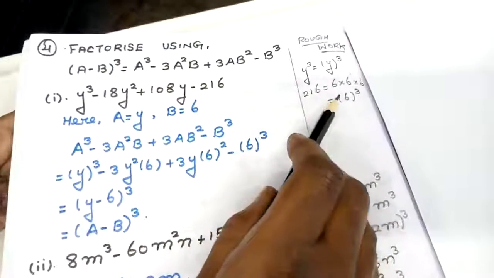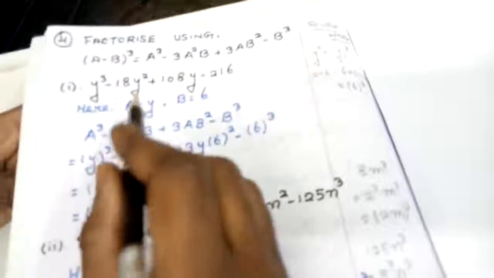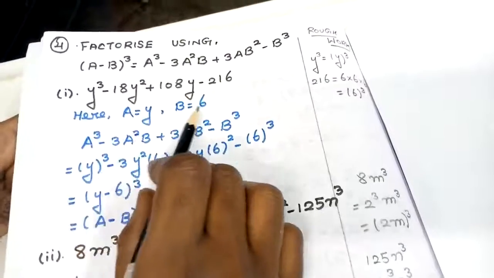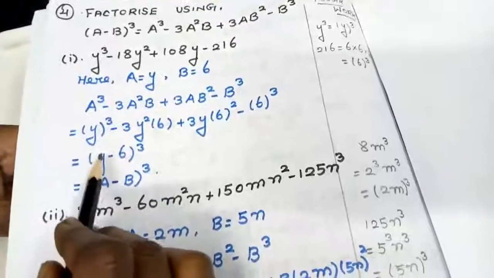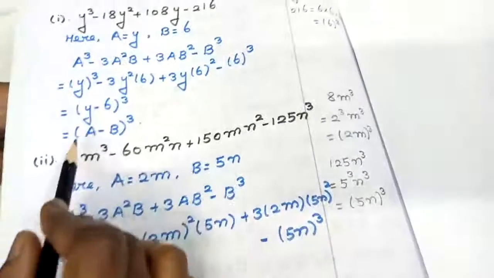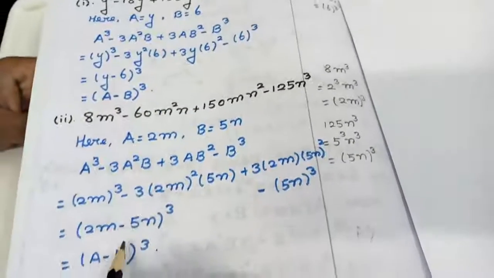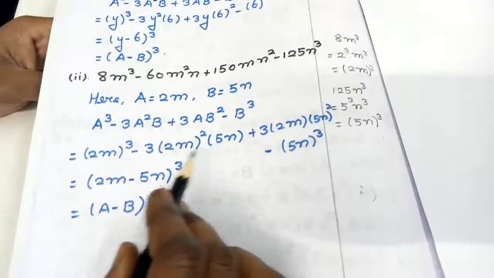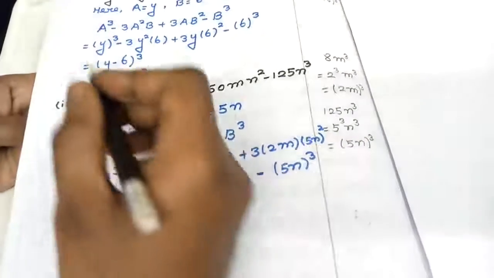So just I have done the rough work, students. From this I am just picking out the value a equal to y and b equal to 6. Expanding the value, automatically I am framing the answer as (y minus 6) the whole cube, which is nothing but (a minus b) the whole cube. In the same way, this sum also you are going to try, students. If you try and see, the calculation is going to be easy for you.